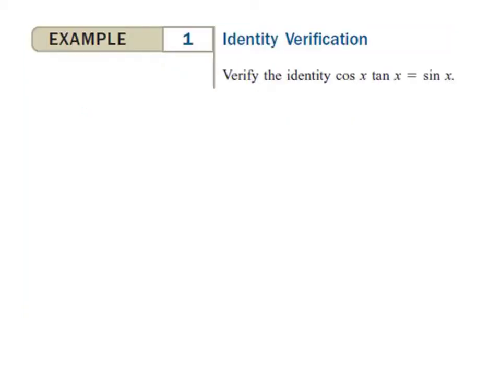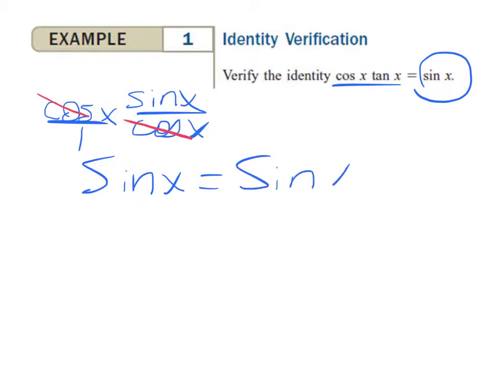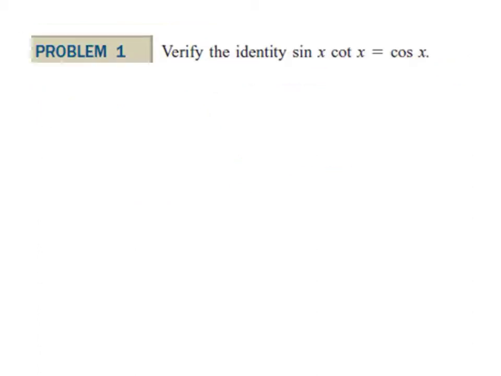this one here. Alright, so example 1, it says verify the identity cosine x tangent x is equal to sine x. So first thing you should usually do is change everything to cosine and sine. So I actually have the cosine of x, and remember tangent is sine x over cosine x. You only deal with one side. If you go there, what you can see is that now you can cancel out your cosines, and you're left with sine x equals, and this was our target, equals sine x. It's as simple as that.